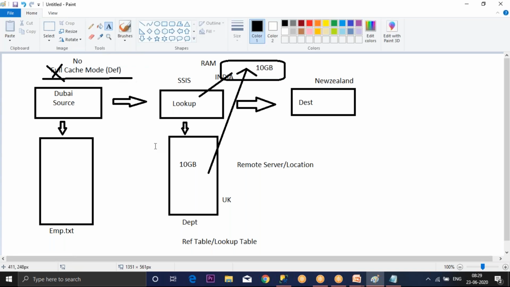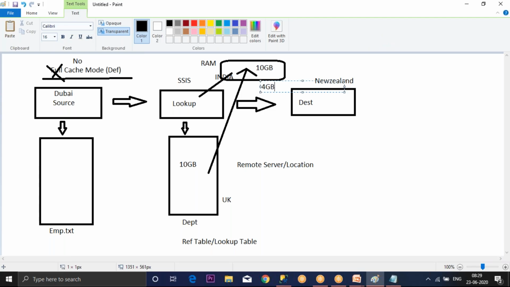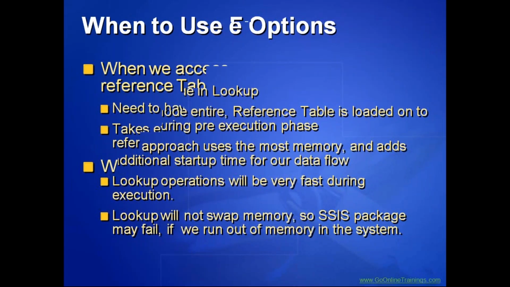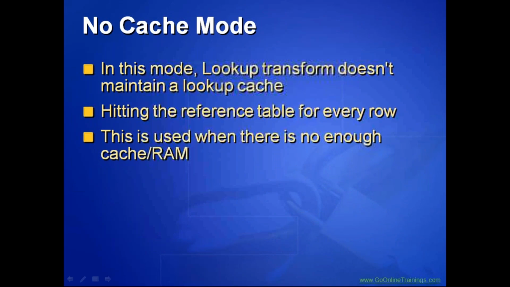Clear? So when there is not enough space, you have 10 GB. If you have 100 GB of RAM, there is no problem. But unfortunately, I have 4 GB of RAM in my laptop, but the table size is 10 GB. Now, can I get all the data and keep it? The answer is no. That is when we have to implement what is called the no cache mode.